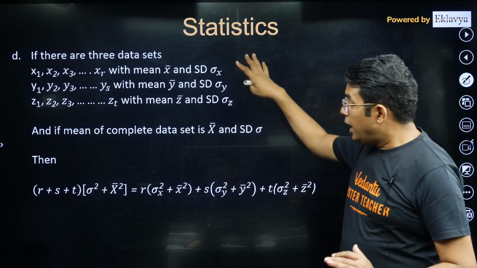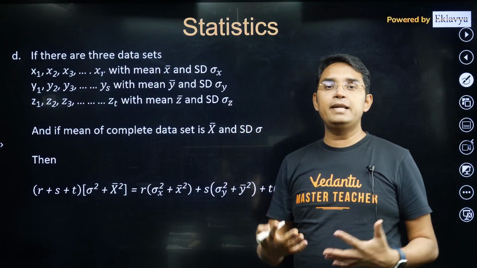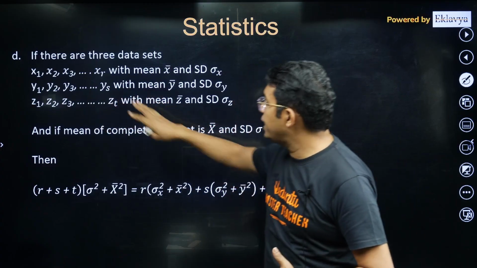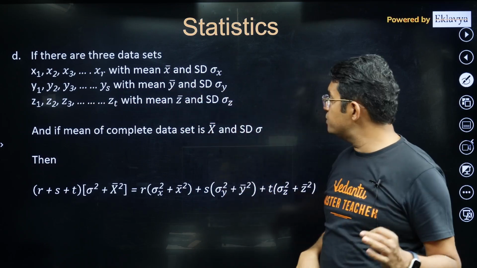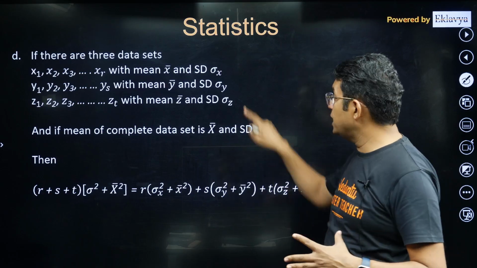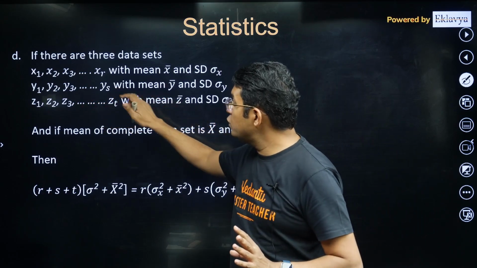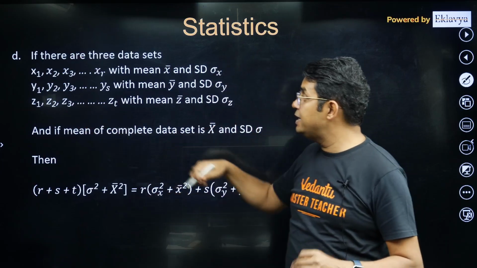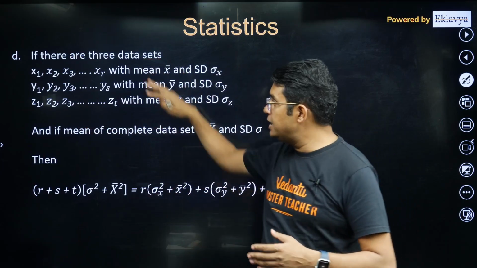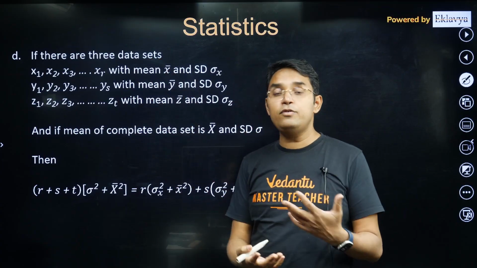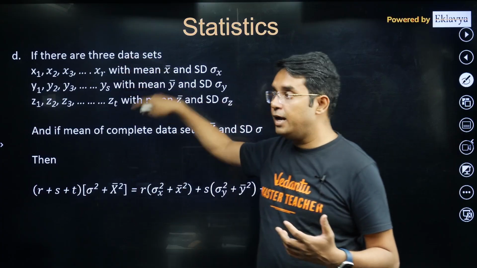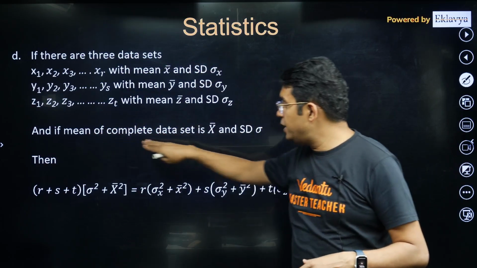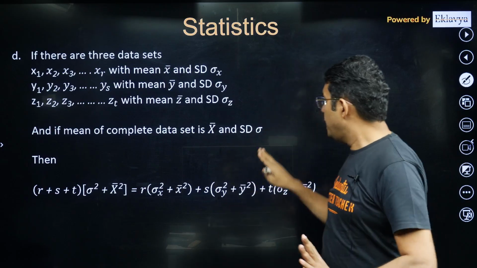Now, I will talk about how variance and standard deviation will change if we have to combine different data sets. Please understand. Here we are given x1, x2, up to xr with mean x bar and standard deviation sigma x. Similarly for y1, y2, up to ys. Here the number of data is not r, it is s, and then z1, z2, z3, up to zt. So all three data sets have different numbers of data points: r here, s here, and t here. Now their means are x bar, y bar, z bar, and let's say the mean of the complete data set is capital X bar and the standard deviation is sigma.